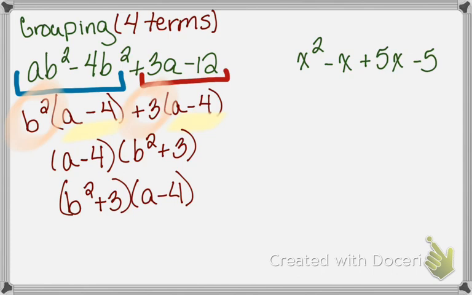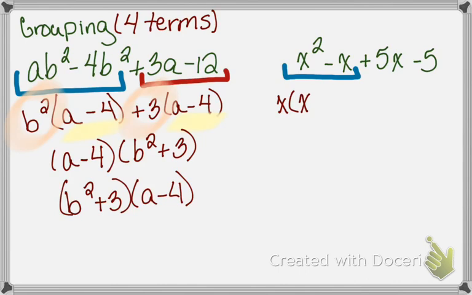Okay? So the first thing we're going to do is look at x squared minus x. X comes out of both of those, so I'm going to write x on the outside. X times what is x squared? X. Okay.